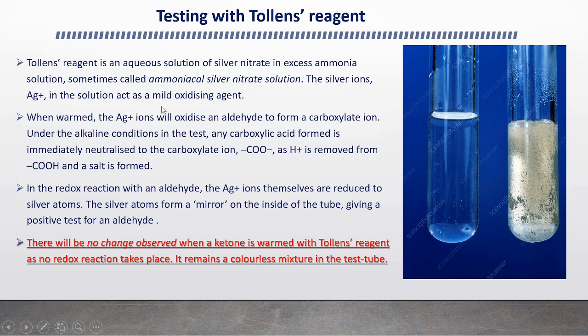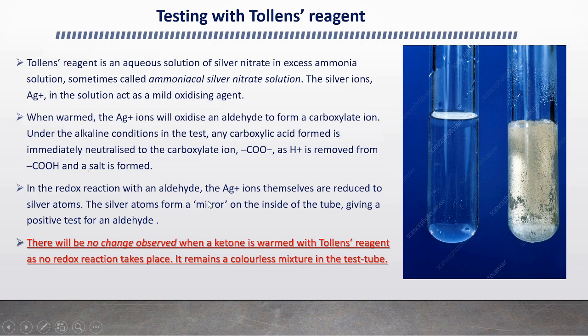The silver ions act as a mild oxidizing agent. When warmed with the silver ions, it oxidizes aldehyde to form carboxylate ions. Under alkaline condition in the test, any carboxylic acid formed is immediately neutralized to the carboxylate ion COO-, as H+ is removed from the COOH and salt is formed.